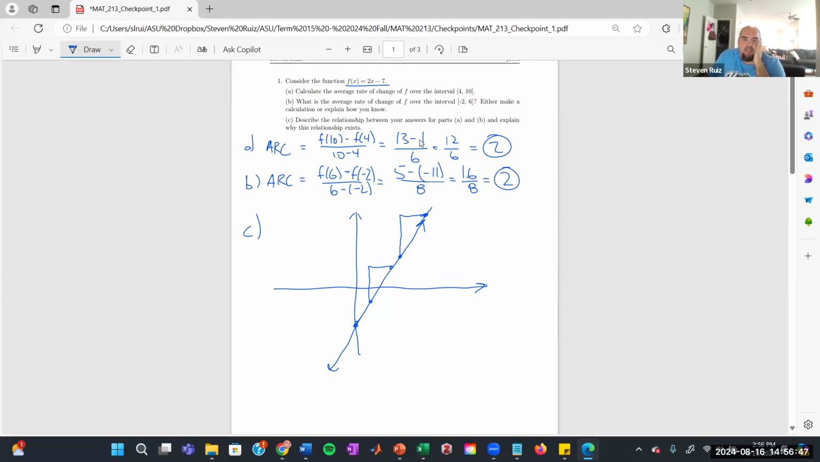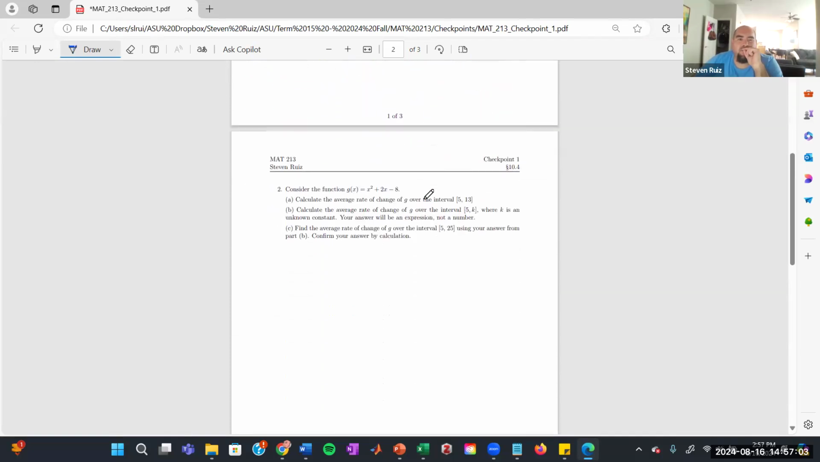And if this hasn't already looked familiar to you, this is really a slope calculation. So basically it does not matter what interval we use for this. As long as those endpoints are different, you're going to be able to calculate a slope of 2. So let's move on to question 2.